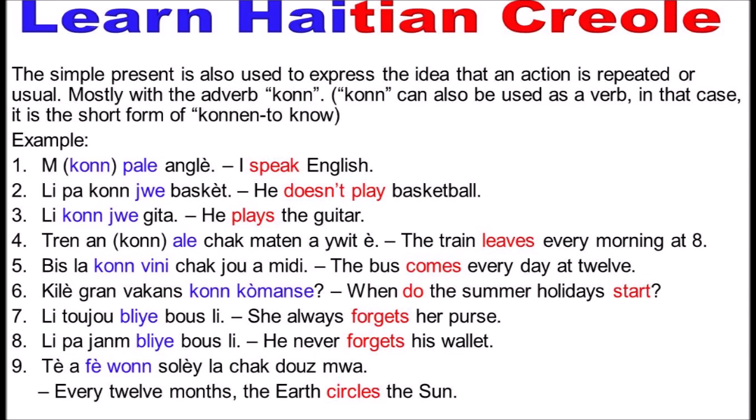The simple present is also used to express the idea that an action is repeated or usual, mostly with the adverb con. Con can also be used as a verb. In that case, it is the short form of connaître, which is to know in English. Example, m'kon parler anglais or m'parler anglais. I speak English.